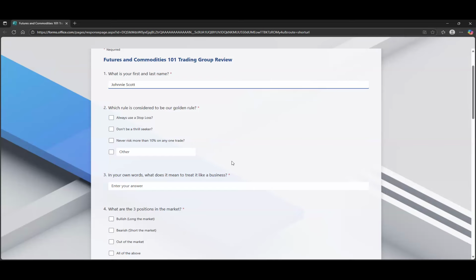All right. So question number 2 is, which rule is considered to be our golden rule? Always use a stop loss. Don't be a thrill seeker. Never risk more than 10% on one trade. Or one of the other 25.